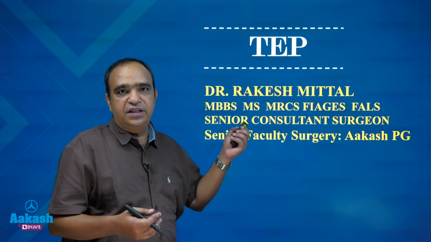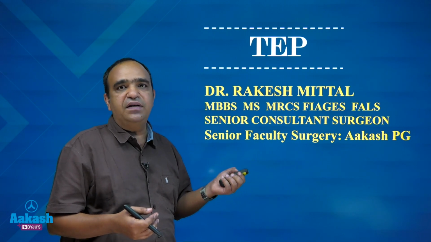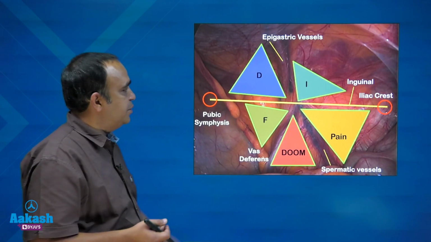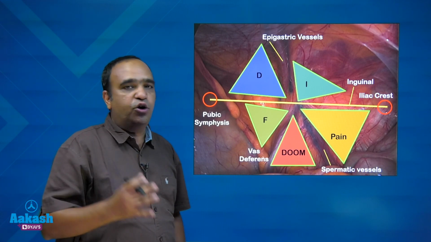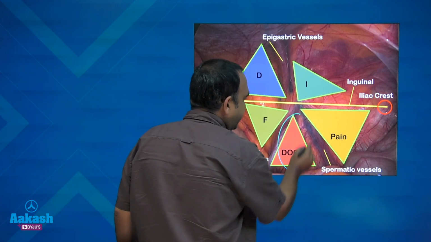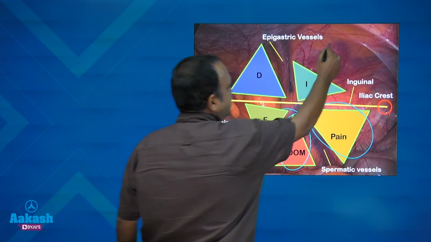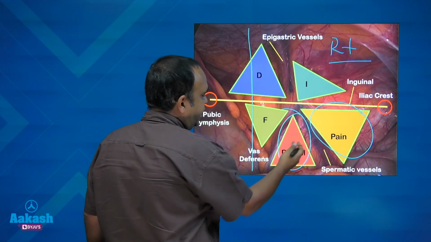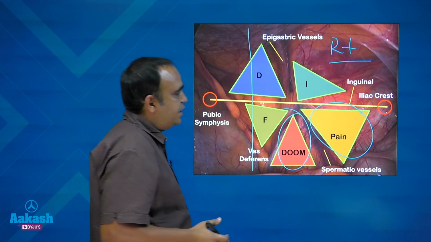Today we'll talk about the TEP, Total Extra-Peritoneal Repair, which is a laparoscopic inguinal hernia repair. These triangles are very commonly asked in your exams. So the triangle of doom, which is a medial triangle, that's for the right side. So that's a midline. So medially triangle of doom, laterally triangle of pain.